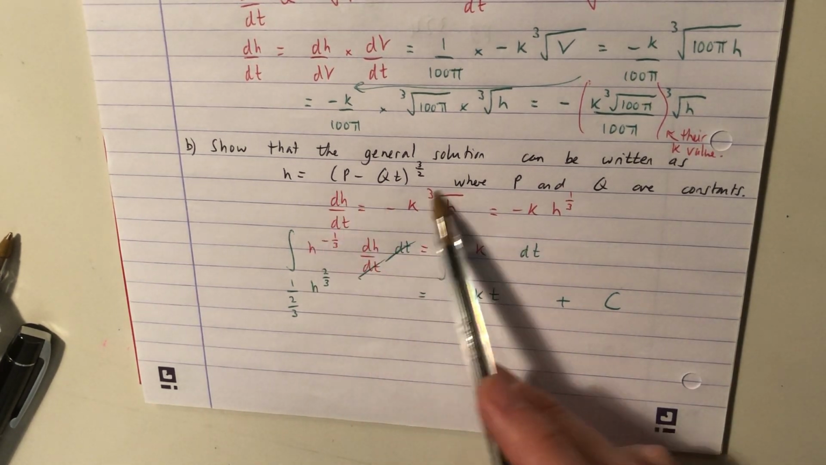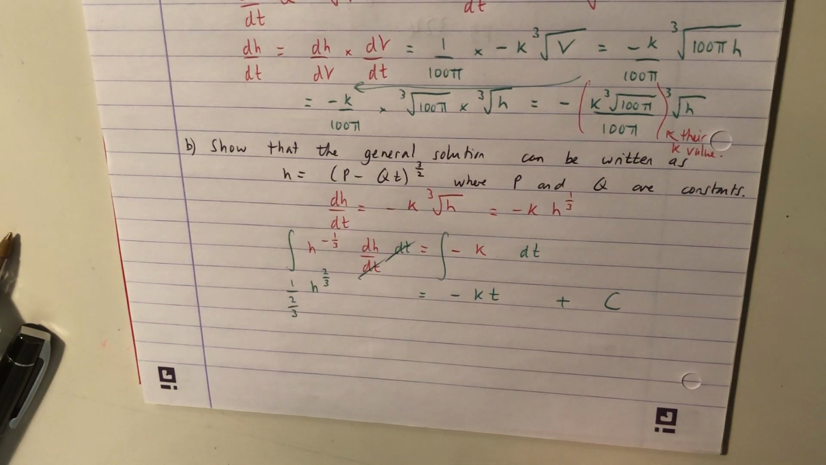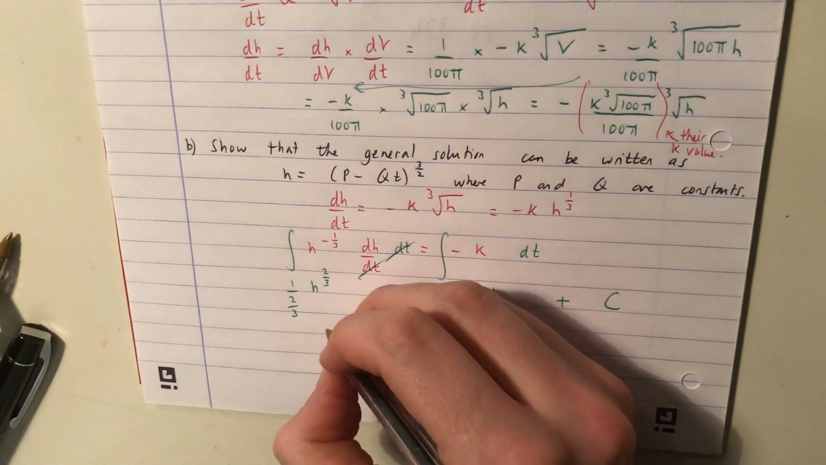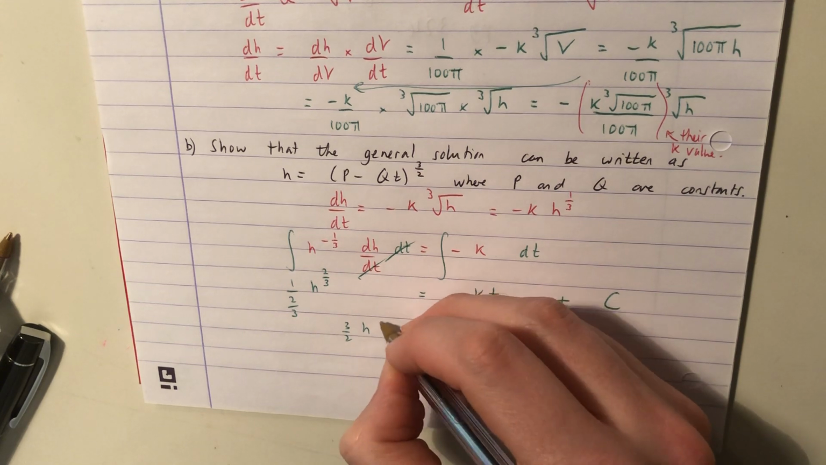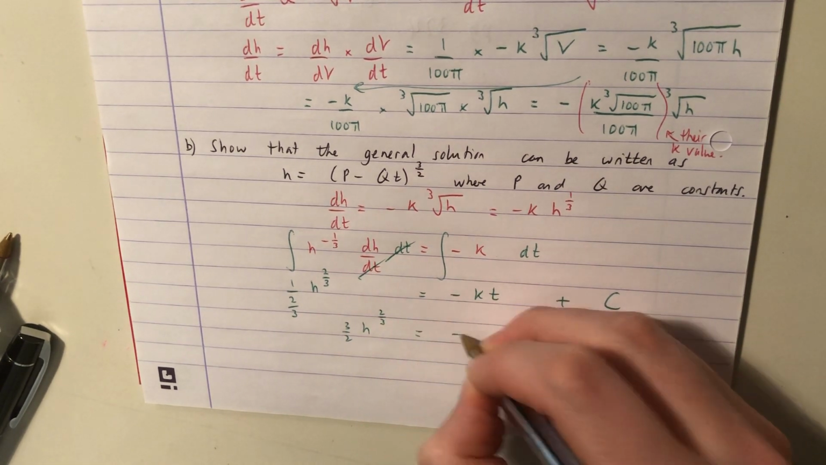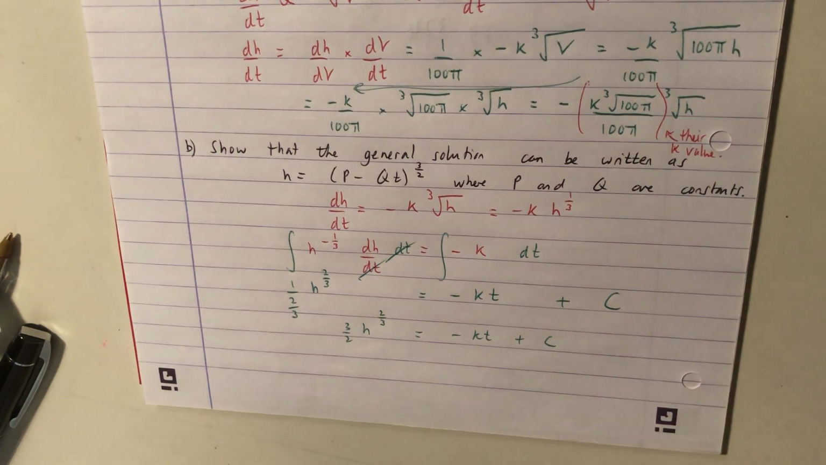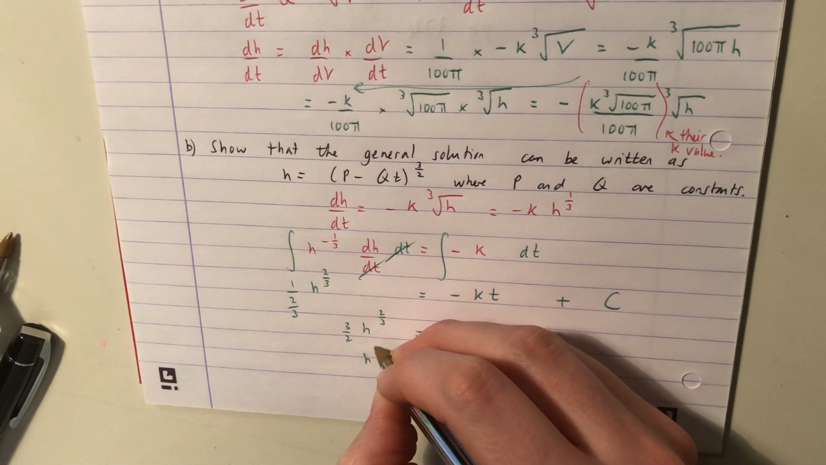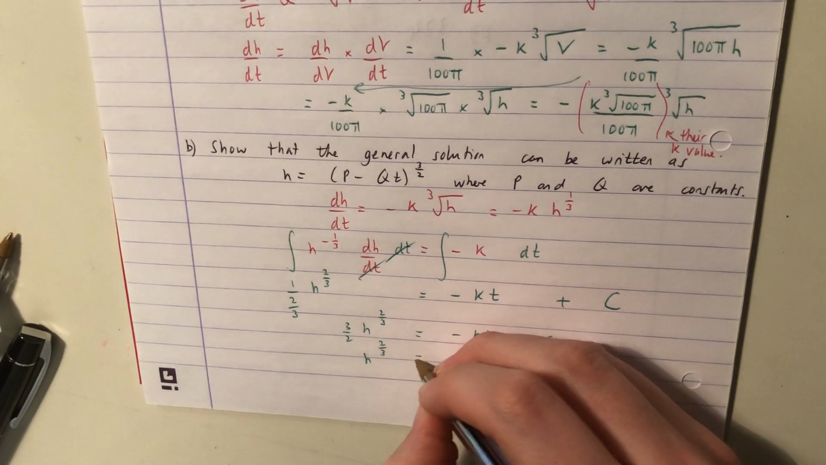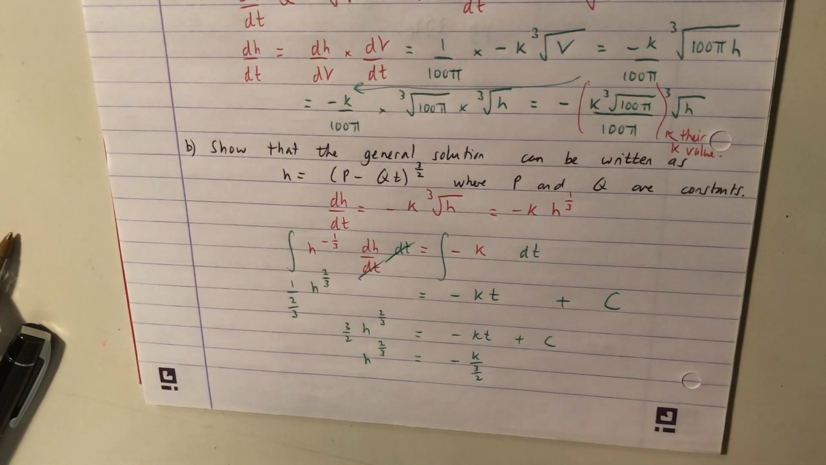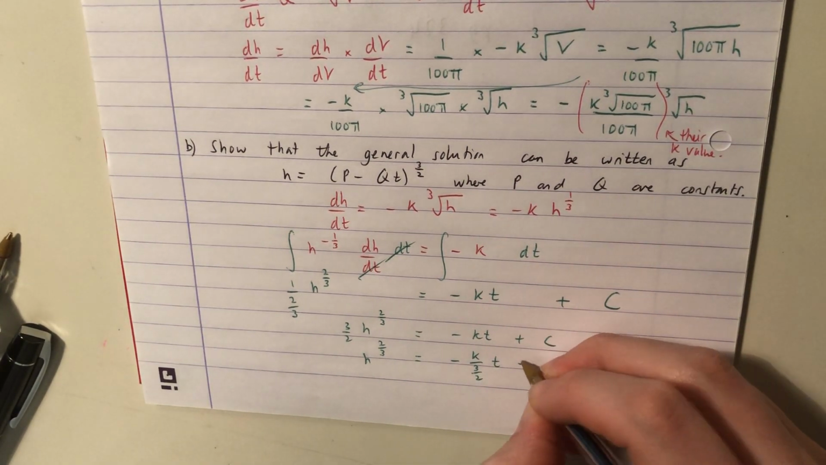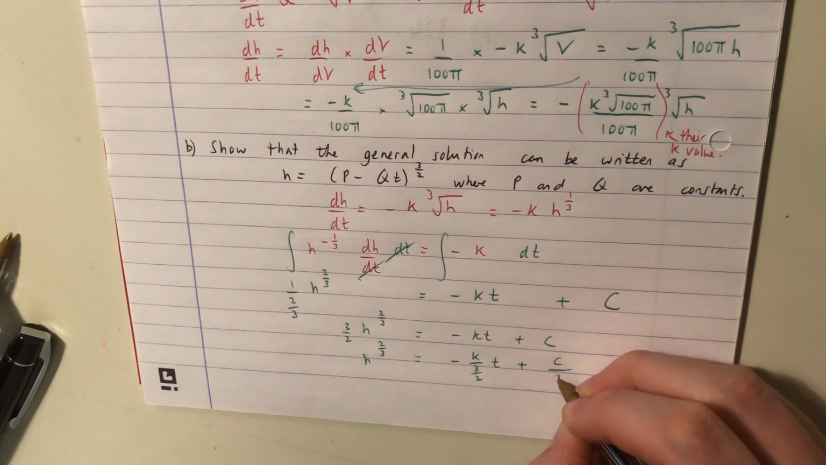However, they want us in this form. They want us to make h the subject. So let's tidy this up a little bit. 1 divided by 2/3 is 3/2 h. That's better. Make h the subject, so divide by this. So h to the power of 2/3 is equal to minus k over 3/2 t plus c divided by 3/2.